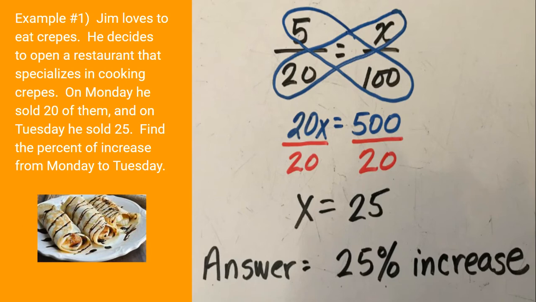So 20 times X is 20X. 5 times 100 is 500. To solve for X, we divide both sides by 20, and we get 25. So the percent of change is 25%. So our answer will be 25% increase. So the restaurant sold 25% more on Tuesday than they did on Monday.